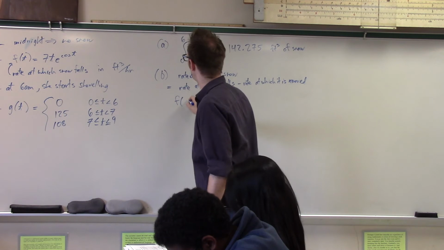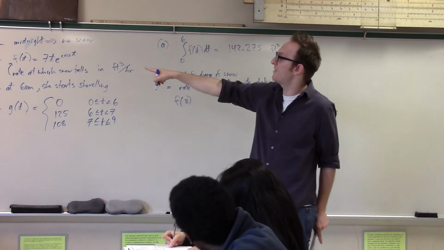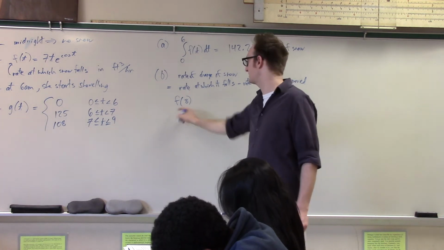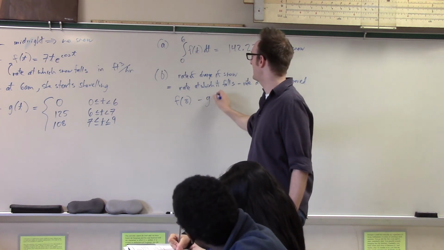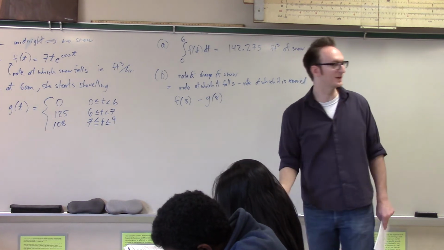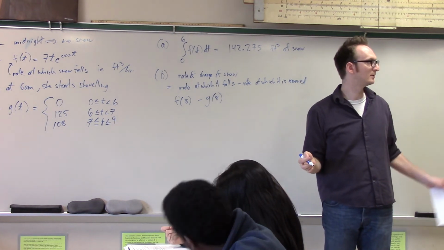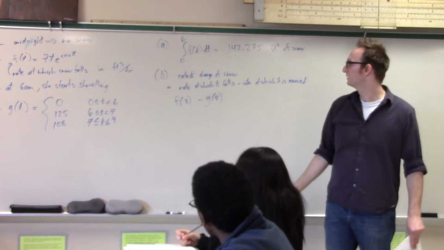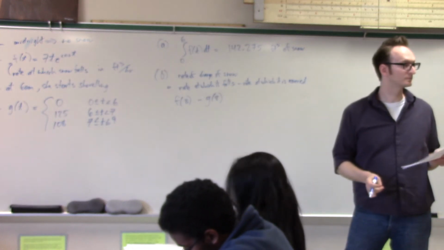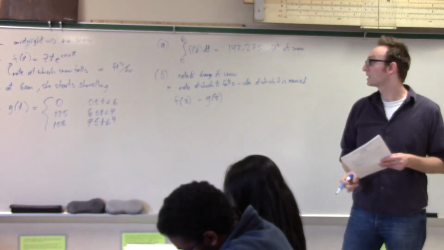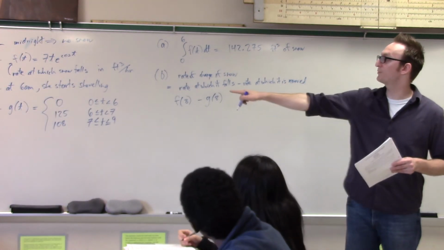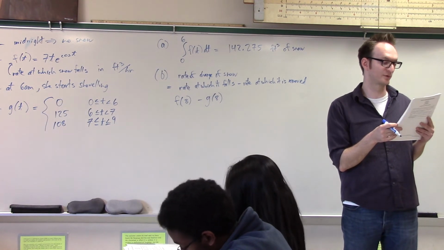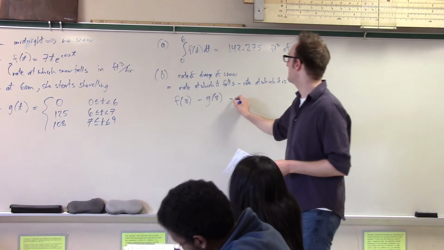It is f of 8, which represents, since f is the rate at which snow falls, the rate at which snow is falling at time t equals 8, minus g of 8, which is the rate at which snow is leaving. But wait, h of t is supposed to represent the amount of snow removed. G represents the rate at which snow is being removed. Okay, so what is f of 8 minus g of 8?